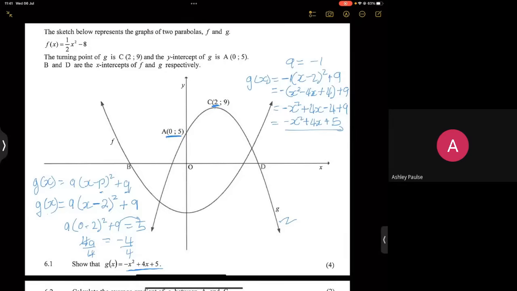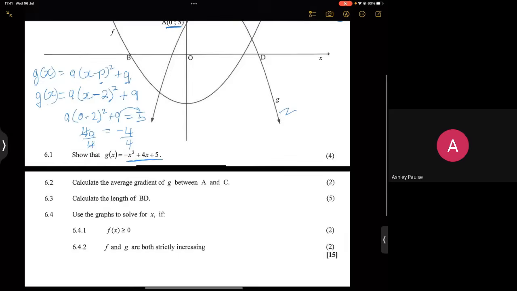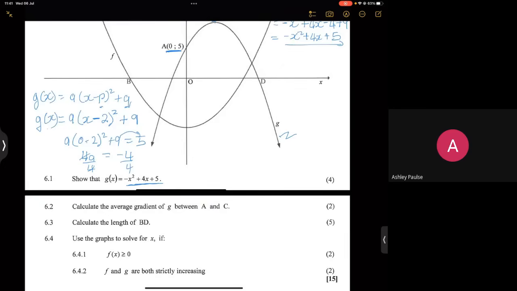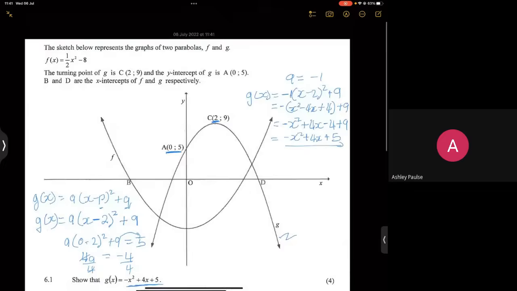Right, it's important that we know the standard format for the parabola, the 3 different standard formats. All right, now let's go to the next question. They say calculate the average gradient between A and C.